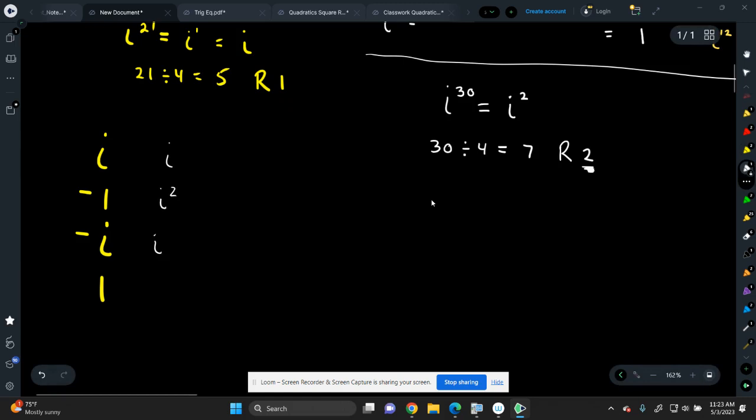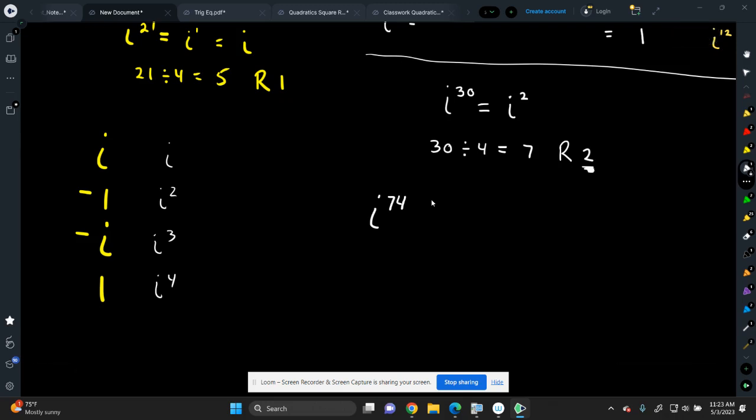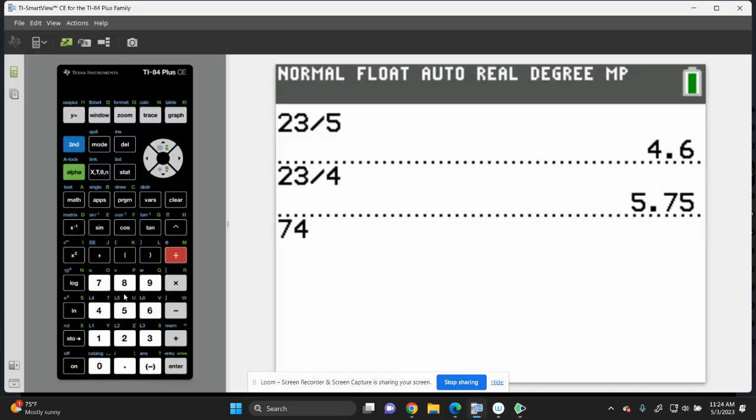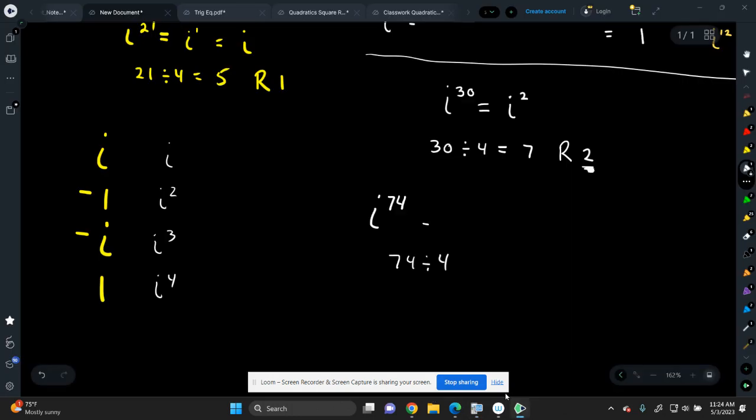I squared, I to the 3rd, I to the 4th. Okay, what is I to the 74? What do we do? Divide by 4. 74 divided by 4. All right, what's the remainder? 2. Good. So it has a remainder of 2. So this is equivalent to I to the 2nd, which is equal to negative 1. There you go.